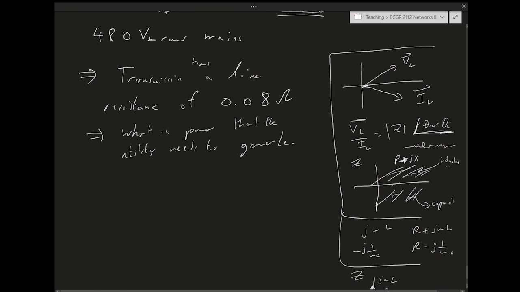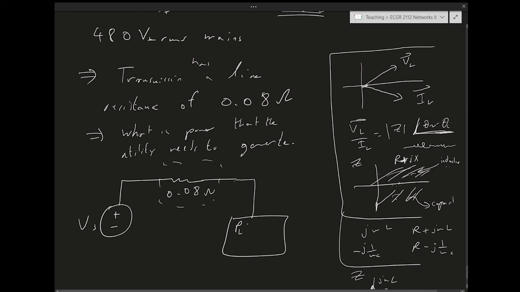Okay, so let's draw this as a circuit. This is a utility, it's just a voltage source. The transmission line has a resistance of 0.08 ohms. It's small, but it has a non-zero value. This could represent maybe 50 miles of transmission line. We don't know, we just give you the lumped value, which is 0.08 ohms. And this is the load. The load consumes an average power of 88 kilowatts at a power factor of 0.707, lagging.